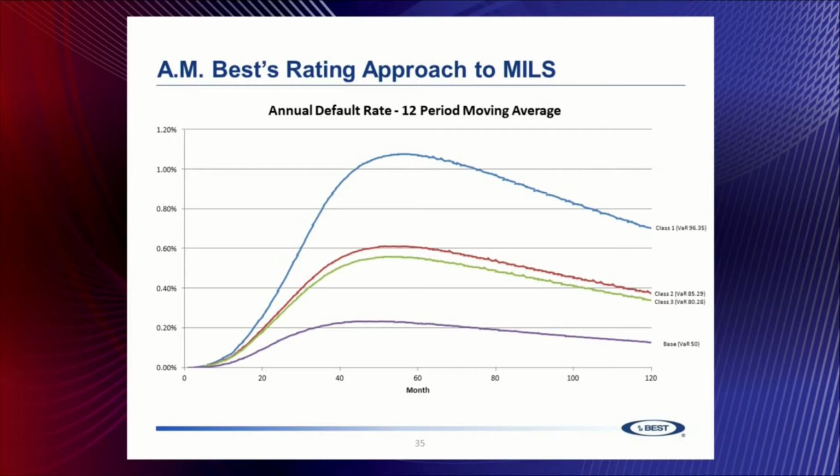The annual default rate for all cases shown here peaks from 40 months to 60 months. The top line is the Class 1 note scenario, which peaked at about 1.1%, while the base case, the bottom line, peaked at around 0.2%. The Class 1 note case is nearly 4 times that of the base case.